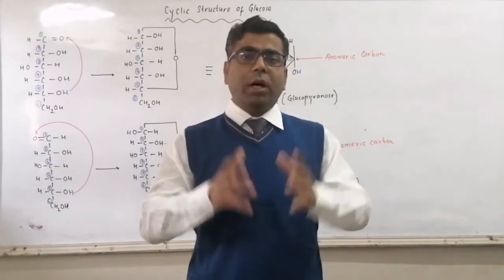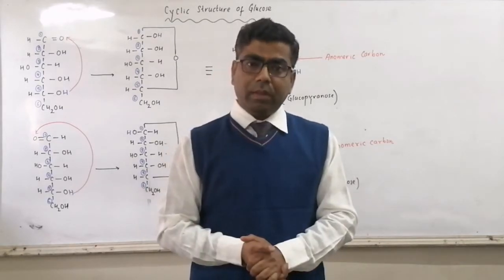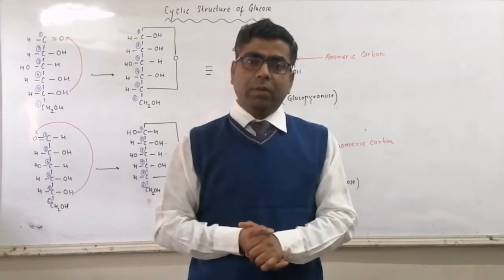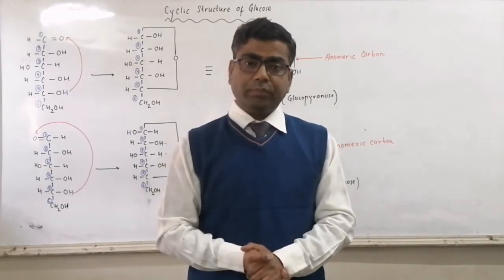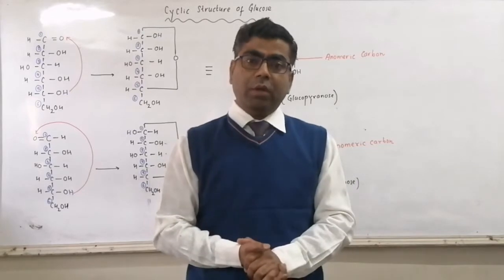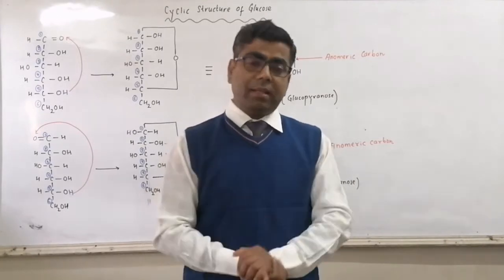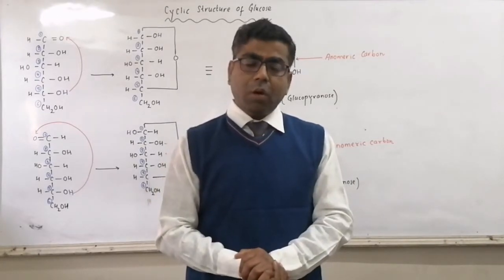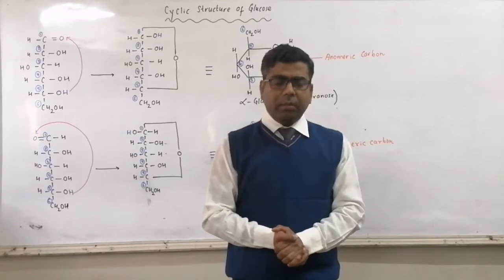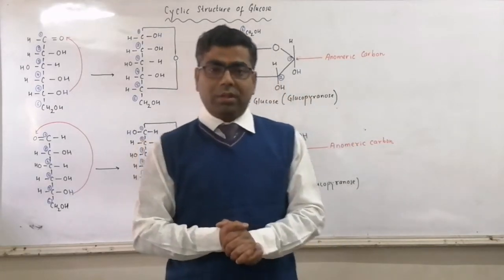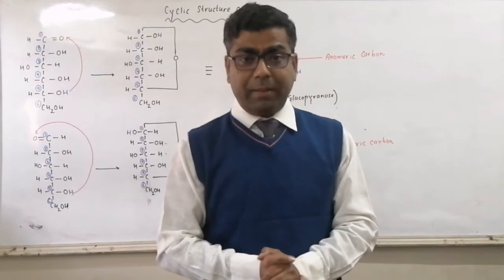Now, what is the need of cyclic structure? As the acyclic structure has proved most of the points related with the structure of glucose, then what is the need of one more structure, that is your cyclic structure? The reason is very simple. According to the open structure, there is one CHO group, but still the glucose does not react with 2,4 DNP, 2,4 dinitrophenylhydrazine.